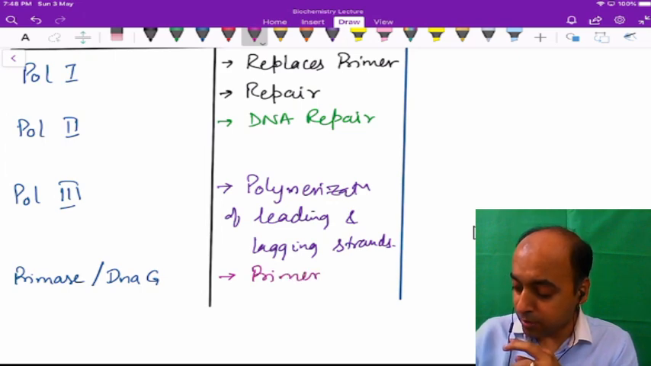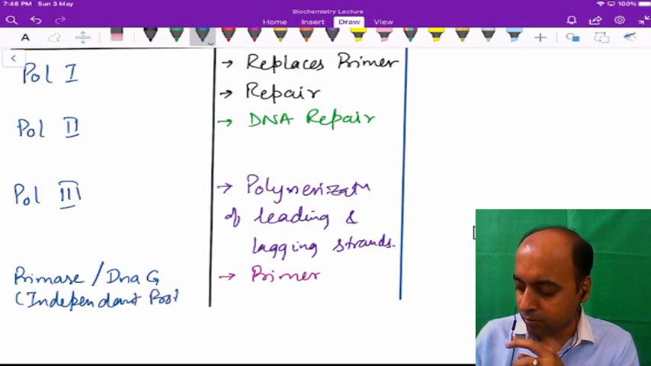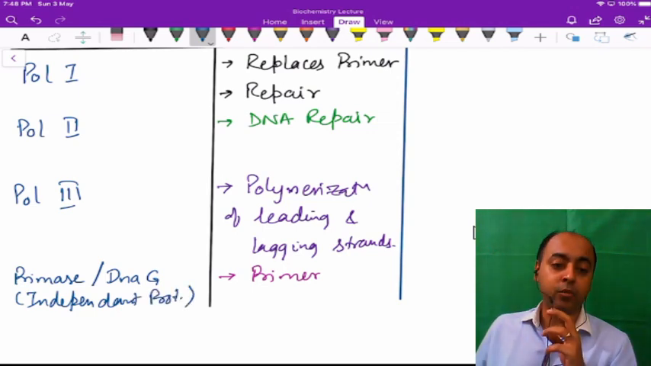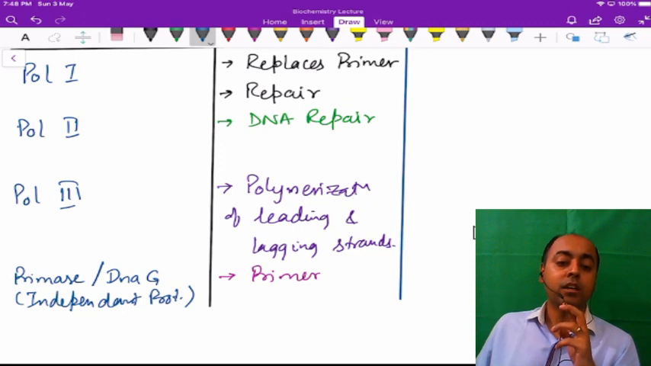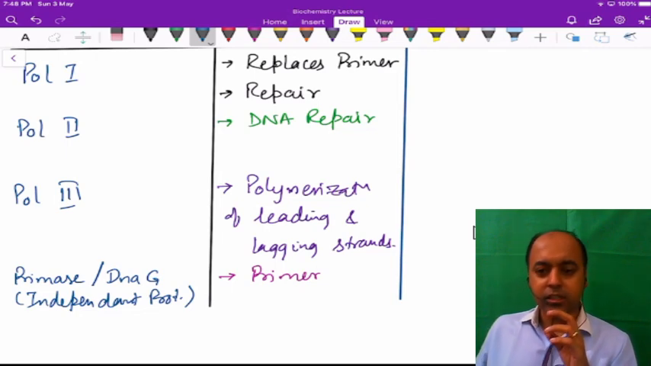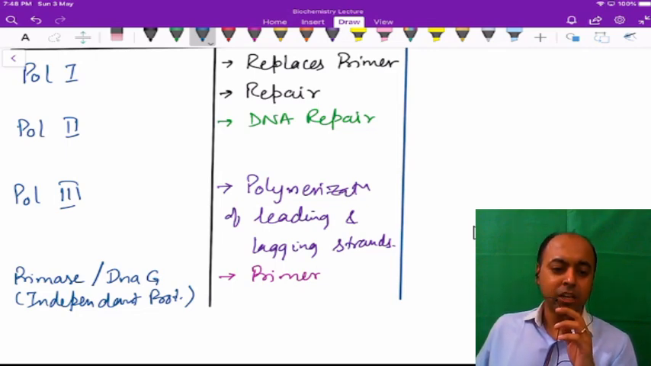Please note, the primase in the prokaryotes is an independent protein. Polymerase 1 has two functions. It replaces the primer and it has a role of DNA repair. Polymerase 2 only does the DNA repair. Polymerase 3 primarily causes the polymerization of leading and the lagging strand.